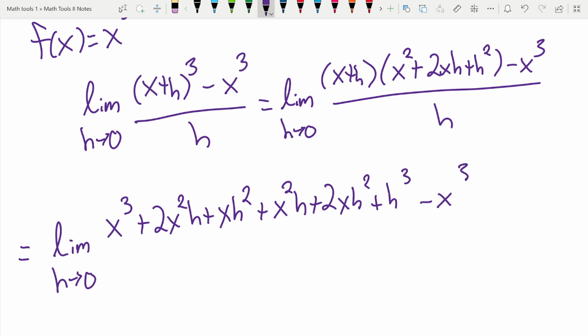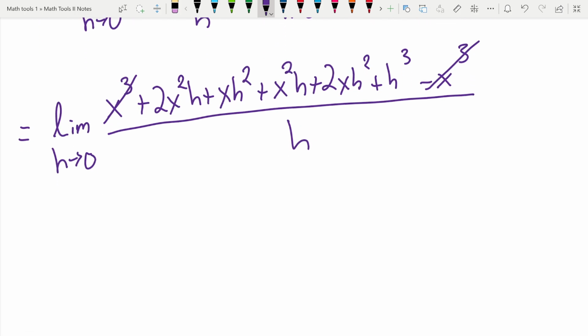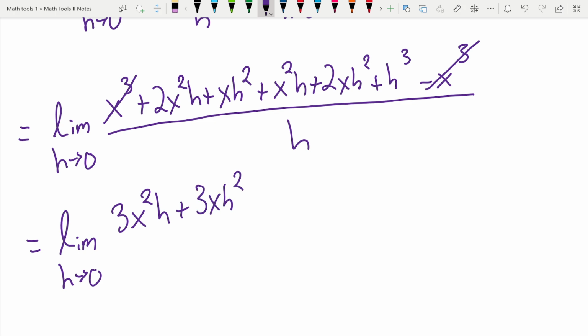And then we have a minus x cubed, all over h. Okay, so what cancels, if anything? So x cubed and x cubed cancel out. We have two x squared terms. So here, let's go ahead and write down everything. Okay, so we have 2x squared h and x squared h, which will give us 3x squared h. We have xh squared plus 2xh squared, which will give us 3xh squared. And then all that's left is h cubed.